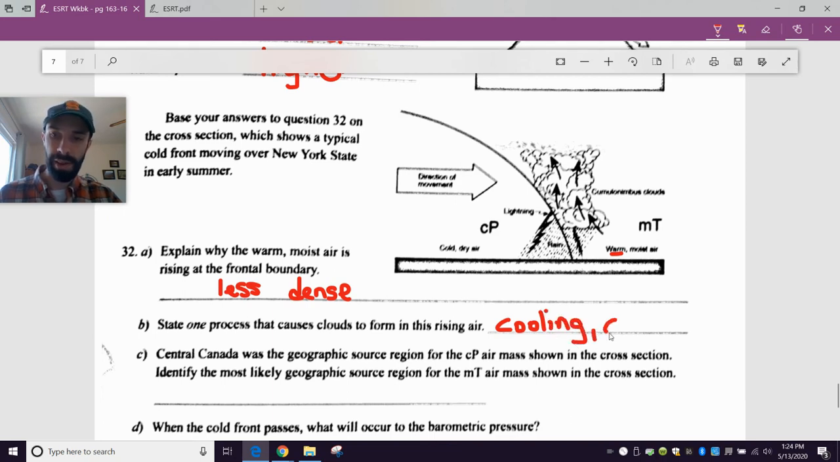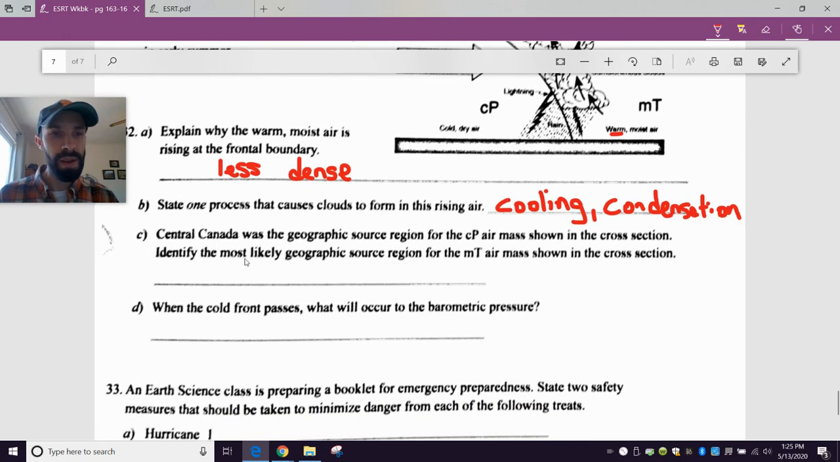You could say condensation, right? Condensation is another great word that relates to clouds. Those C words are big. Cooling, condensation, clouds, okay? And that's important. You could say that the air is expanding and it's becoming less dense, okay? Lots of things there. All right.